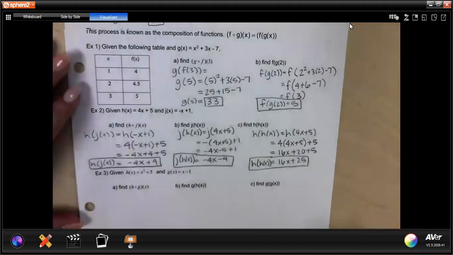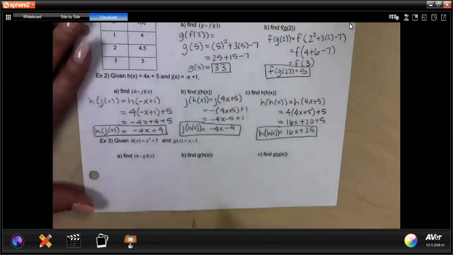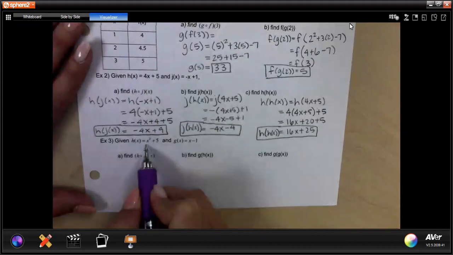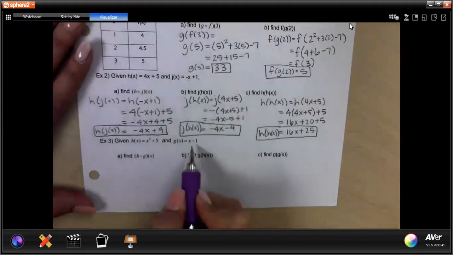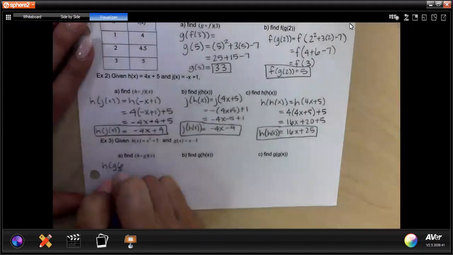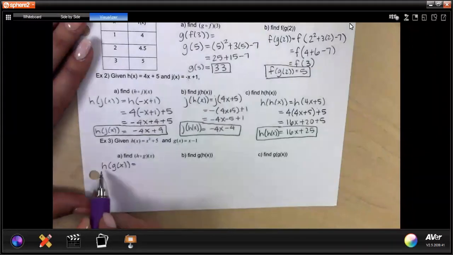All right, we're going to look at one more that is a little bit hard to simplify just so that you can see some more of this. So we've got h of x defined right here and g of x defined here. And we want to find h of g of x. So we are plugging the g of x equation into the h equation.